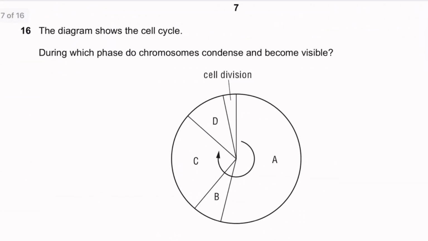The diagram shows the cell cycle. During which phase do chromosomes condense and become visible? Now, this entire thing is the cell cycle, right? So here he said this is cell division, okay? So this is cell division. So this is, I would assume, cytokinesis. Okay, A is going to be the G1 phase, then there's going to be the S phase, and then the G2 phase. Then here we're going to have M for mitosis, then cytokinesis is going to happen. So when do chromosomes condense and become visible? That's going to be a part of prophase, the first stage in mitosis. So D should be your answer.